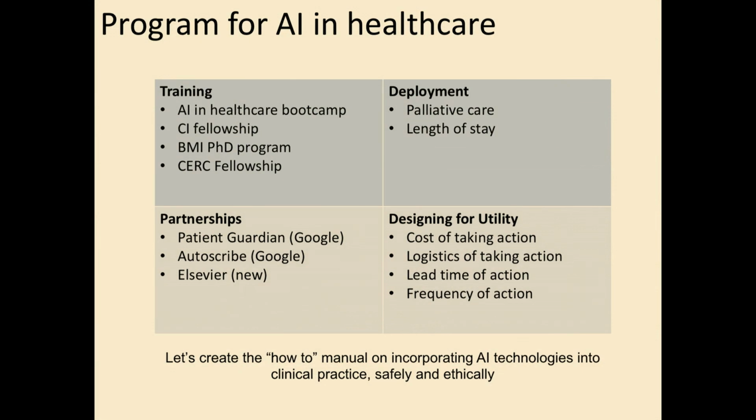And we're wrapping all of this up into something I'm calling the Program for AI in Healthcare, with the simple aim to write a how-to manual on how do you get these kind of gizmos into practice safely and ethically. And there's training involved, there's the deployment. I gave you the example of palliative care. There's partnerships with companies. Most of this is already public information. There's a paper coming out with Google on May 8th. It's already on arXiv. And then the last piece is designing for utility, looking at the cost, the logistics, the lead time, all of those things that I referred to.